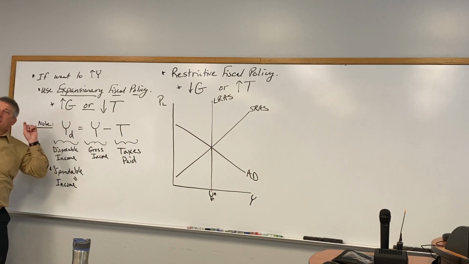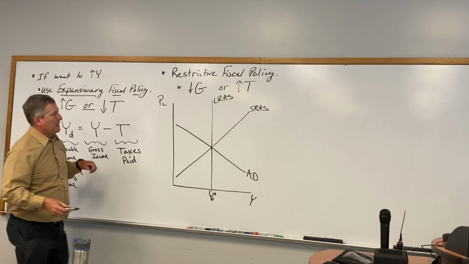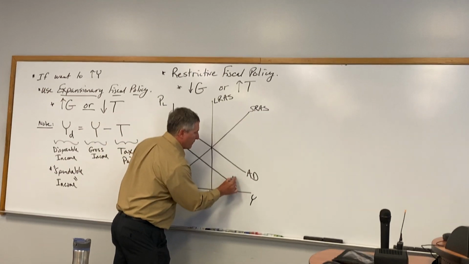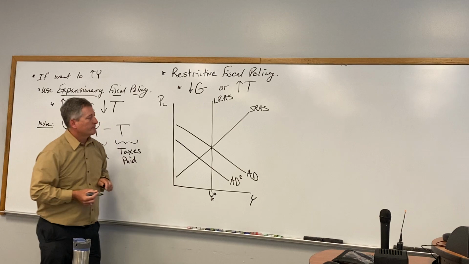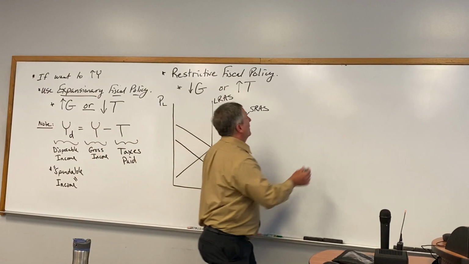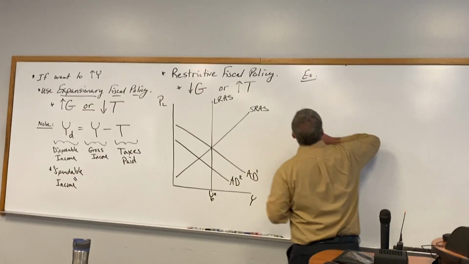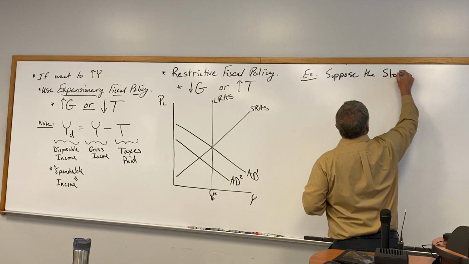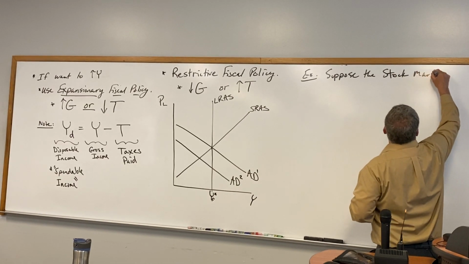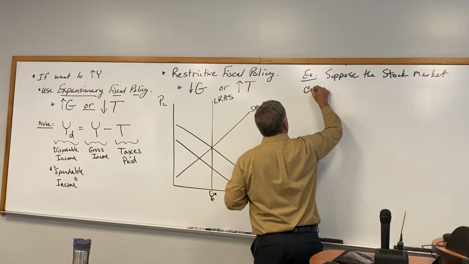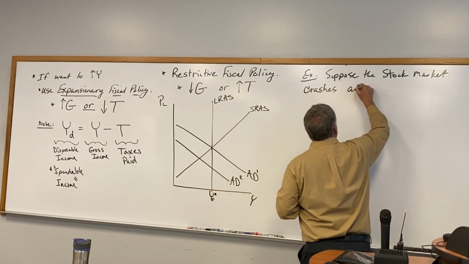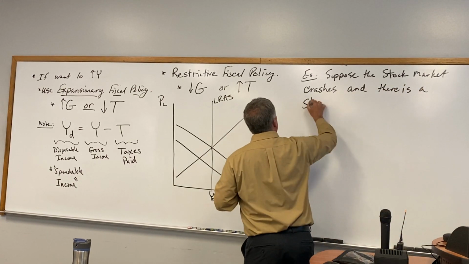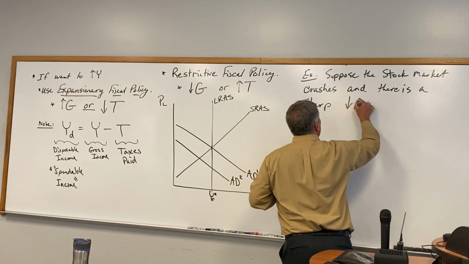So investments are down, right? Stock market crash or something, investment demand falls and the aggregate demand curve falls to AD2. So let me write this as an example. Suppose the stock market crashes and there is a sharp decrease in aggregate demand.